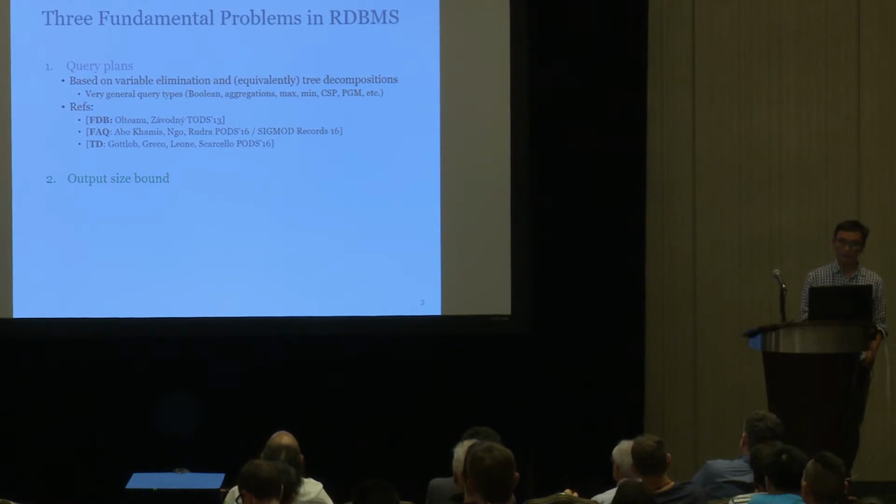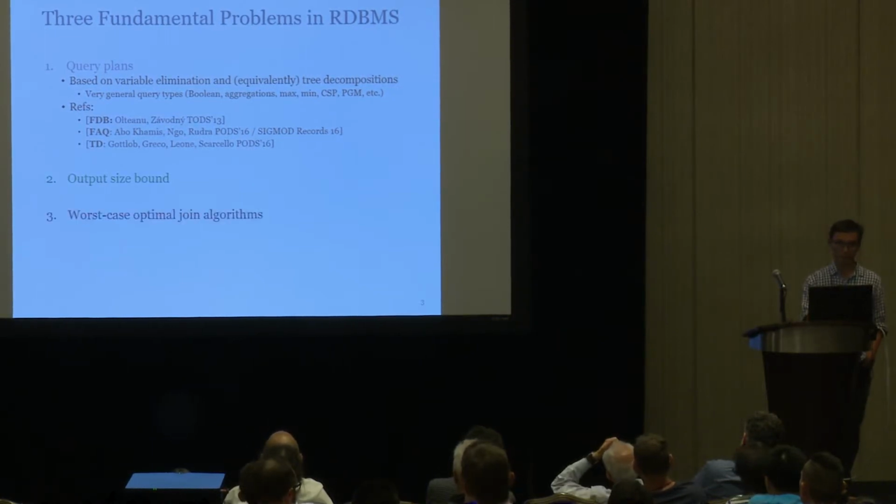The second topic is bounding the output size of an intermediate result of a query, or the final output size of a join query. And the third topic is on worst-case optimal join algorithms. These are the 2 items that I would like to tell you more about today.